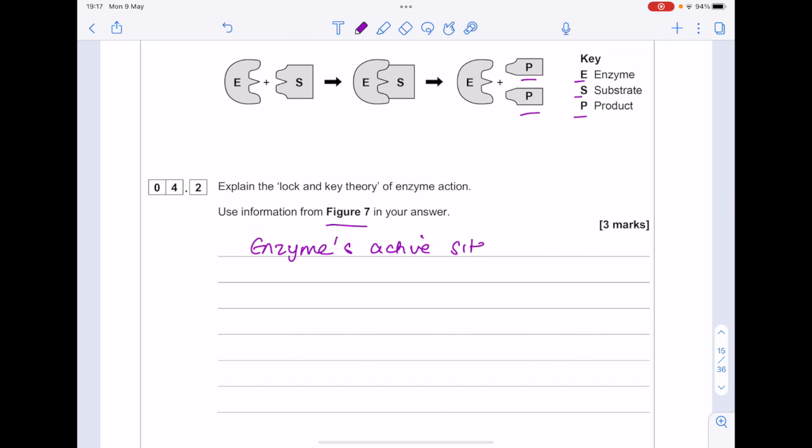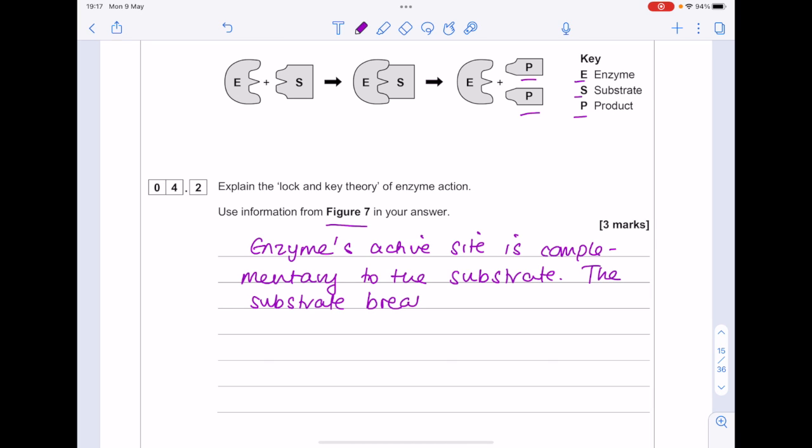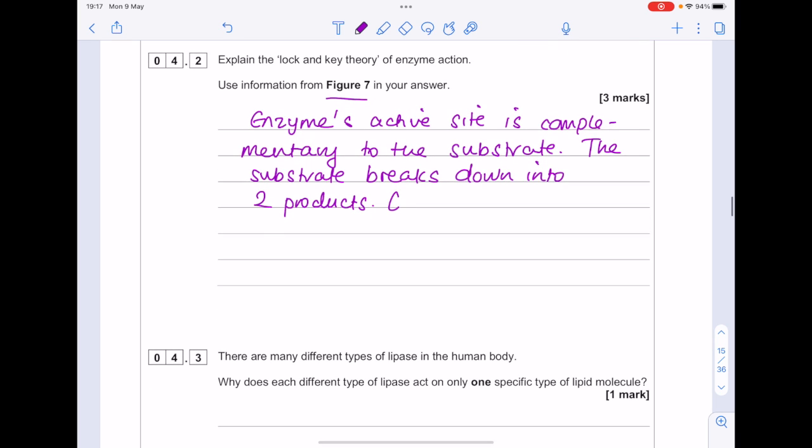So the enzyme's active site is complementary to the substrate. The substrate breaks down into 2 products. And finally, the enzyme is unchanged.